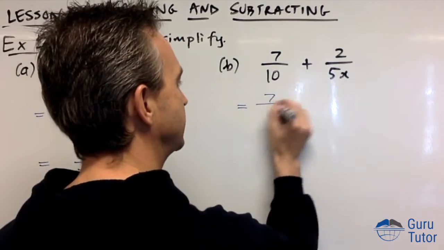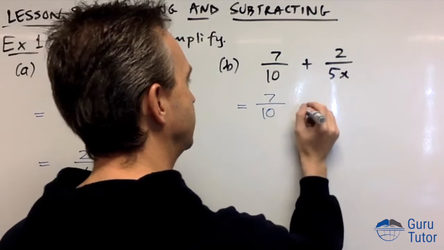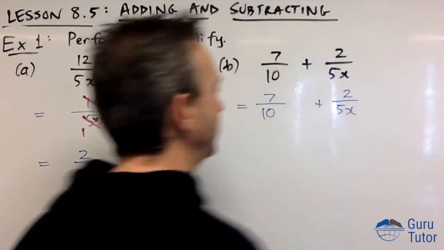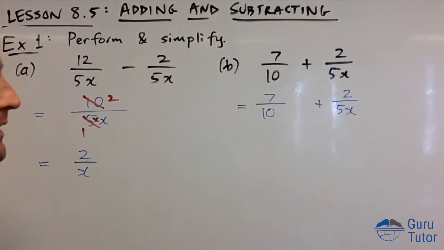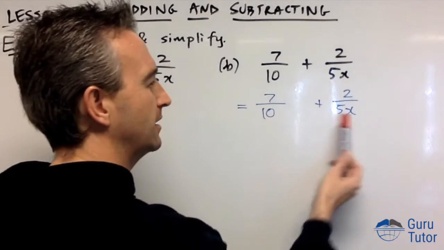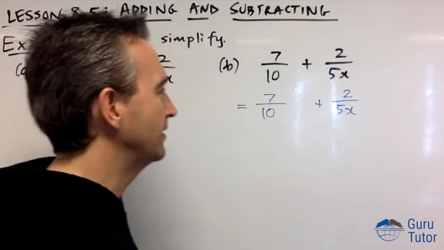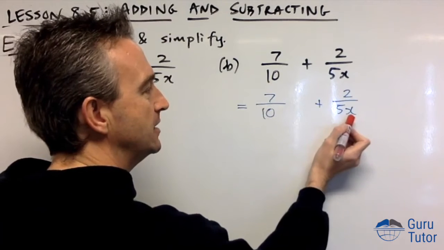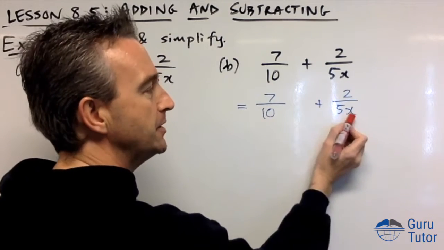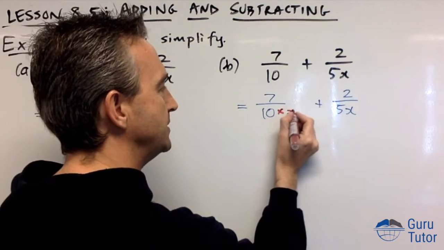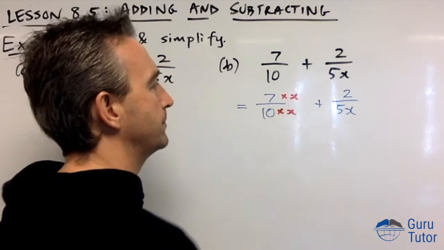So it starts to get challenging here. 7 over 10 plus 2 over 5x. So we need a common denominator here. Best way to do this is to think that these denominators are getting jealous of each other. Right, so we look here, here's a 10, and the 10's thinking, oh, I have a 5 inside me, but I don't have an x. I want an x too. So we give that an x, and we do it to the top and the bottom.